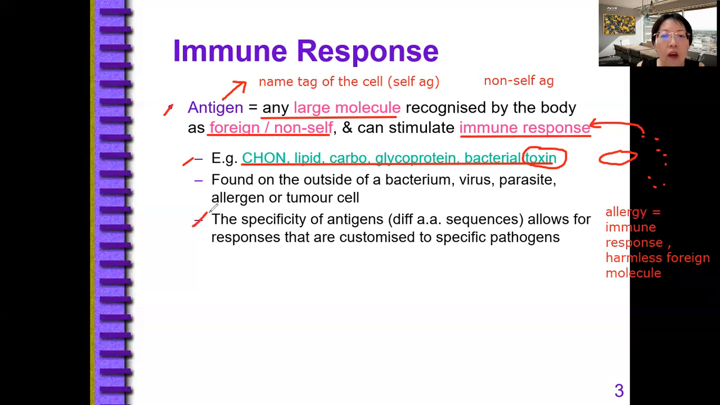So the specificity of the antigen. Specificity refers to the specific shape of the antigen, because different antigens made up of protein have different amino acid sequences, and different carbohydrates have different structures as well. It allows responses that are customized to specific pathogens. So that means in our immune response, the presence of the antigen will activate an immune response against that foreign antigen. So it's very specific. Okay, it's very specific. So it's also considered a specific immune response.